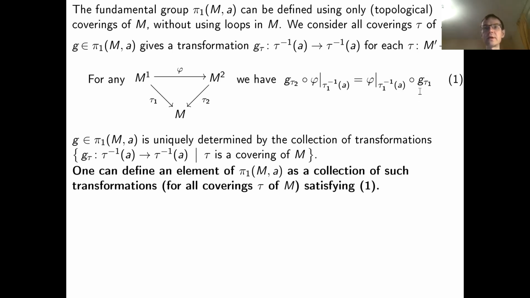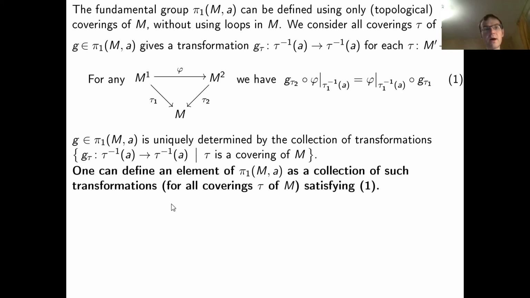So we have the transformation G tau1 of the fiber of the covering tau1, and the transformation G tau2 of the fiber of the covering tau2. Those transformations correspond to the fixed element G, and we restrict our continuous map phi to the fiber of tau1. As a result, this relation is valid, which is easy to check.